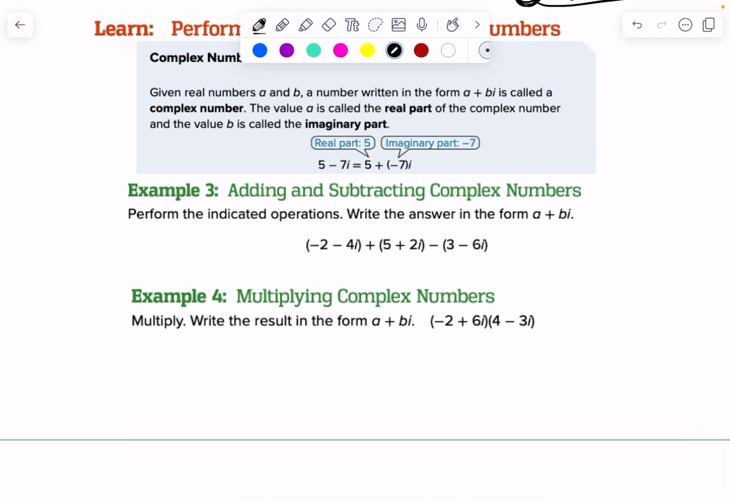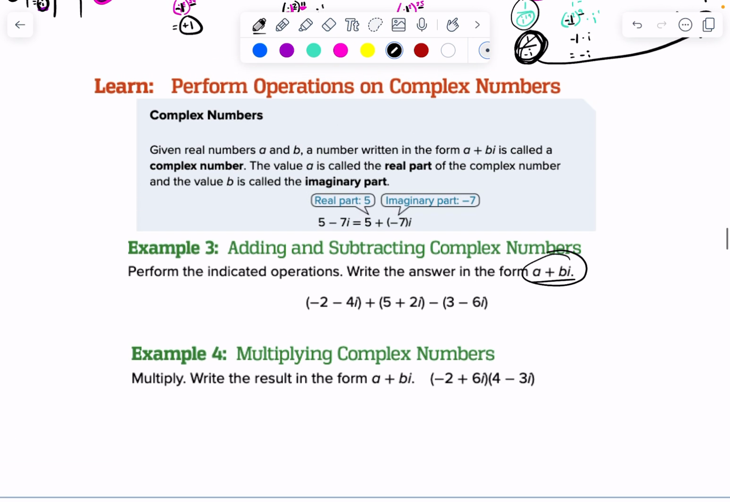Perform the indicated operations and write the answer in a plus bi form. This is what the standard form for a complex number is called. Complex numbers have a real part and an imaginary part. So it's not just something i, it's like 3 plus 4i or negative 2 minus 7i, whatever. It has a real part and an imaginary part.